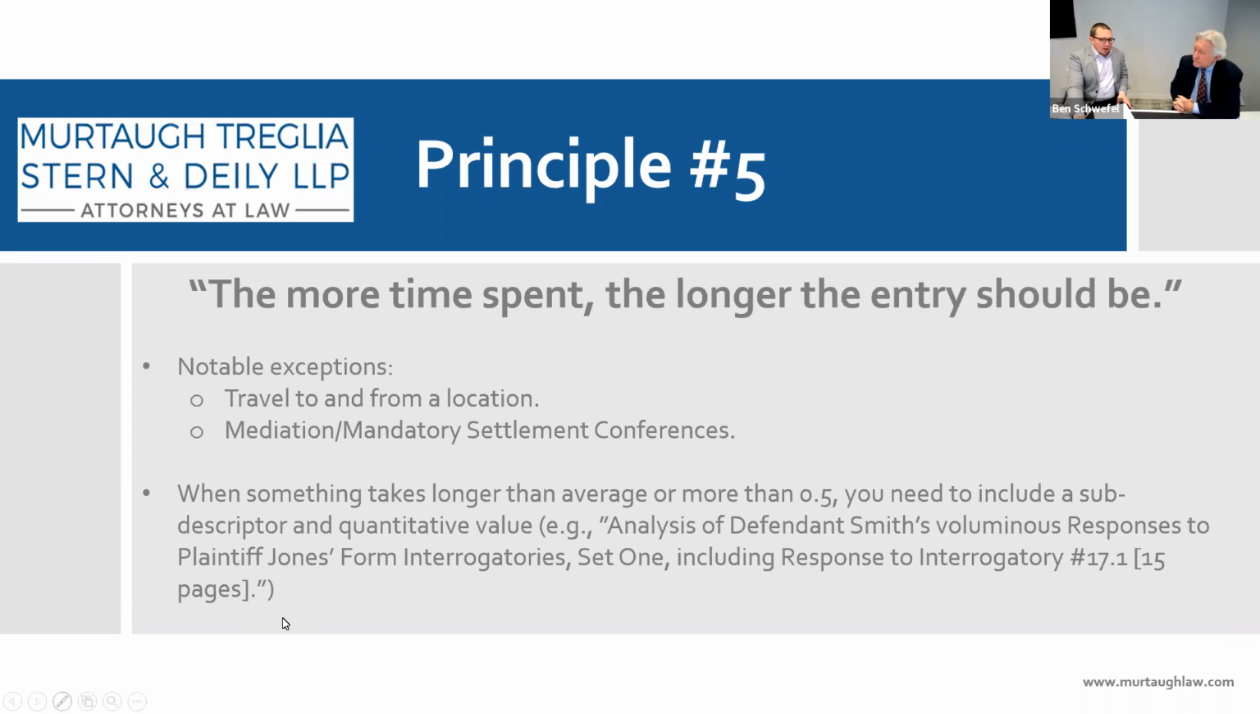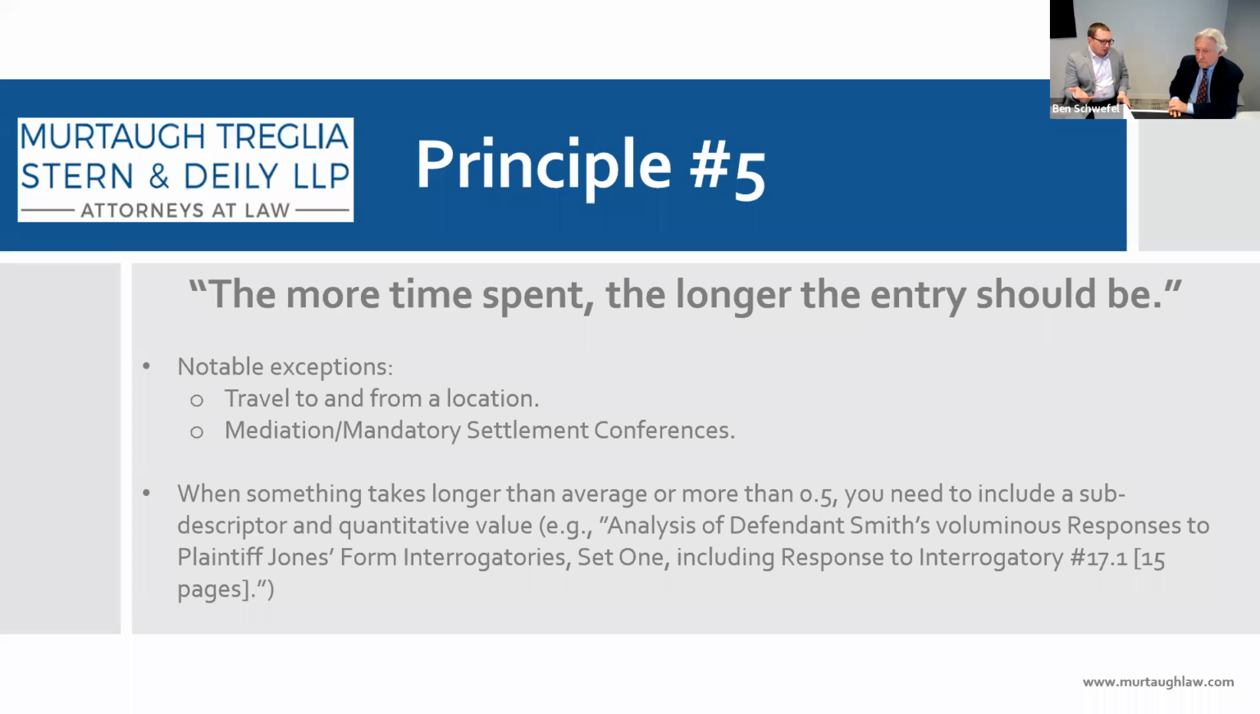if something takes longer than average, so longer than it should, and maybe your partner can give you some guidance on how long something should take, or it's longer than a half hour, you've got to give some sub descriptors and quantitative values. So I gave an example here. There are lots of form interrogatories, and then 17.1 alone was 15 pages long. So as you're doing analysis for that, you need to be saying the reason it took me so long is because one answer was 15 pages and I had to review it and pick it all apart.